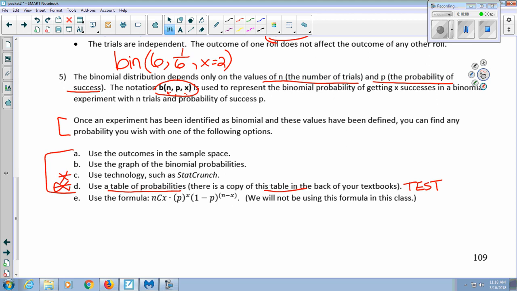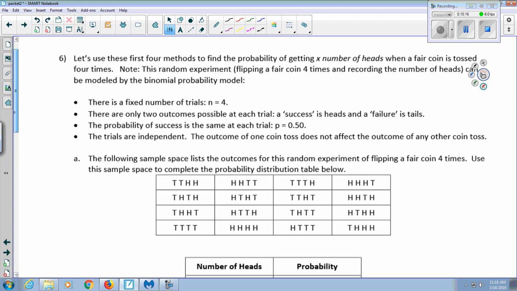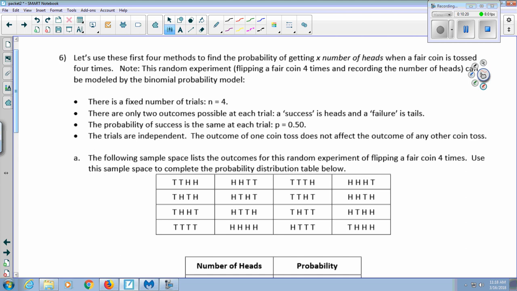Okay, so now we're going to go through these first four methods and actually figure out how to find these probabilities. The scenario we're looking at is the probability of getting x number of heads when a fair coin is tossed 4 times. Note, this random experiment, flipping a fair coin 4 times and recording the number of heads, can be modeled by the binomial model. That's the first thing you always need to check. Is there a fixed number of trials? Yep, n is equal to 4. There are only 2 outcomes possible, right? You can either get a heads or a tails. Check, that's met. The probability of success is the same for each trial. Yes, it's half, 0.5. And the trials are independent because the outcome of one coin flip does not affect the outcome of the others.